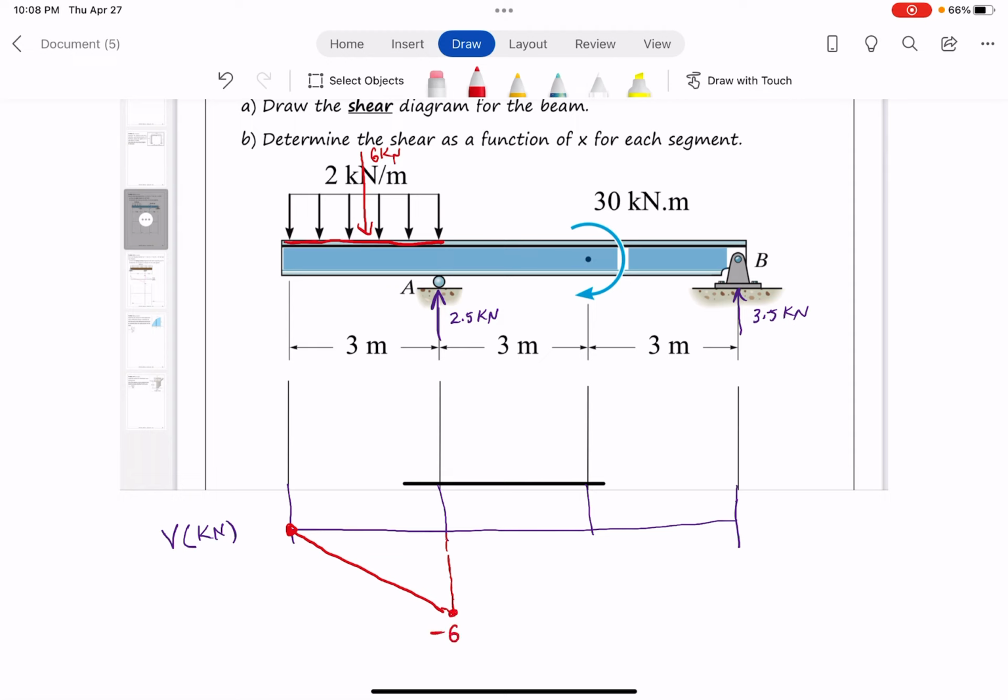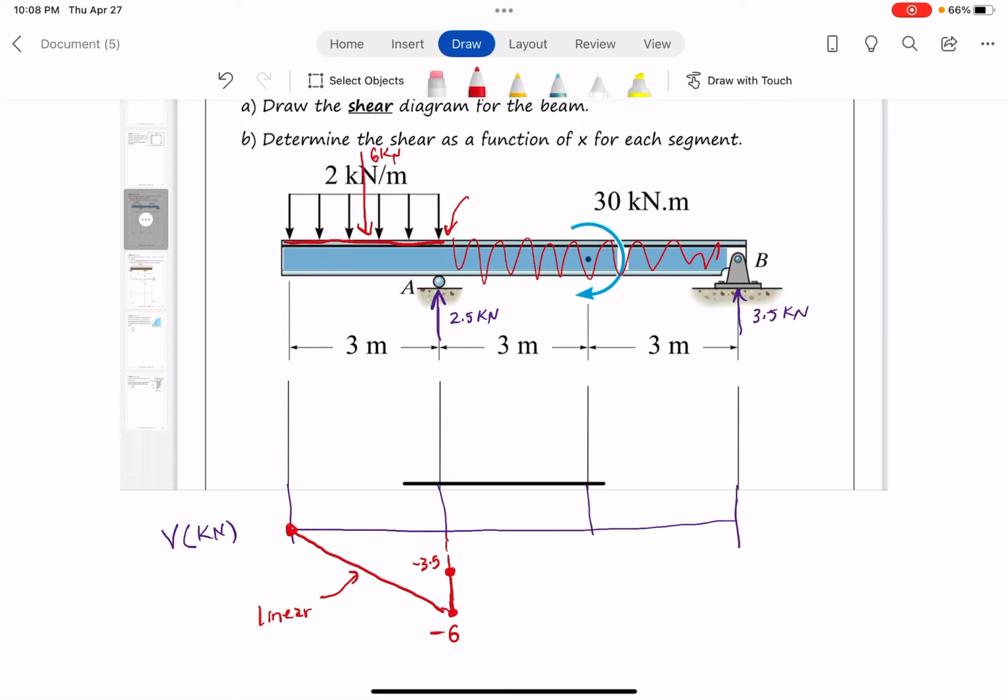So this is, of course, linear. So this is minus 6. Now, at this point, at the end of the uniform distributed load, there is also a force going up, 2.5. So minus 6 plus 2.5, you go up at this exact point, minus 3.5. Later on, you can see that there is no load.